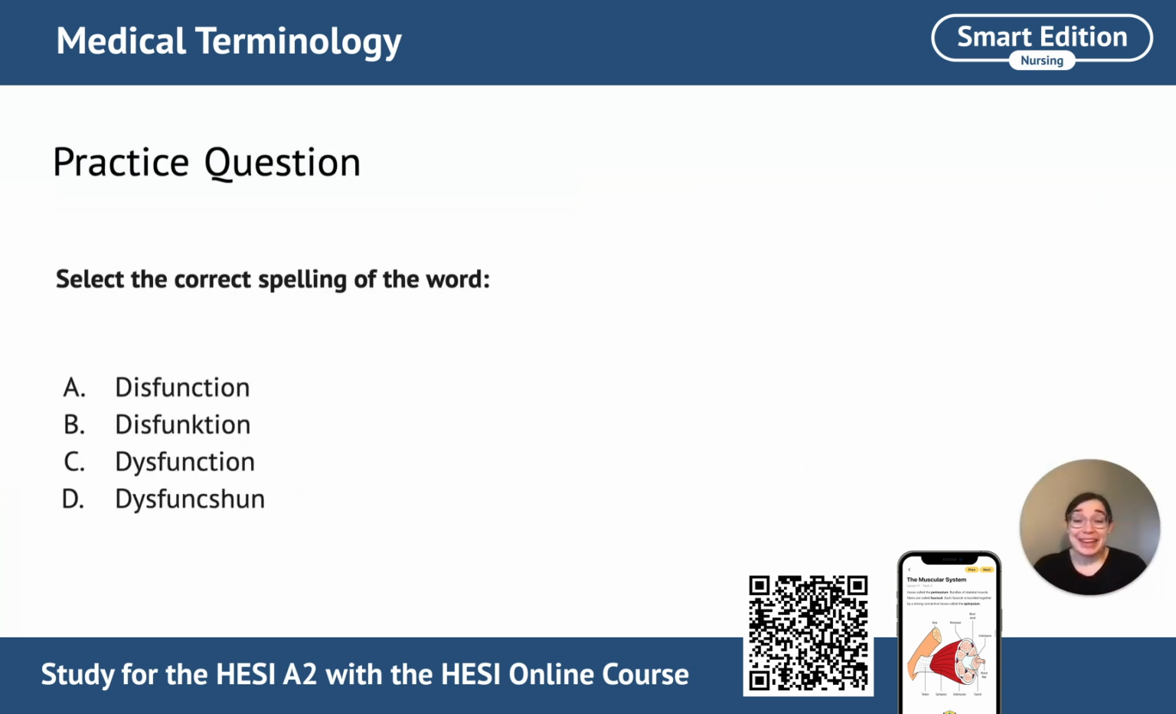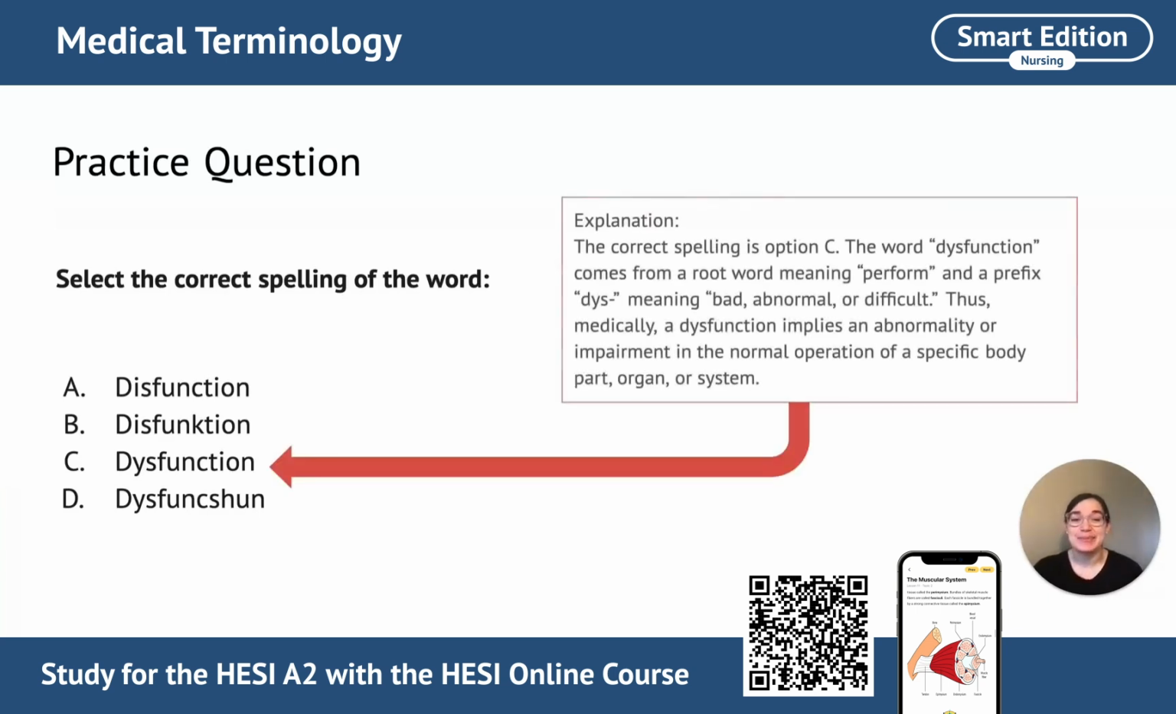Select the correct spelling of this word: A, dysfunction, B, dysfunction, C, dysfunction, or D, dysfunction. And again, the correct answer is option C. That's the correct spelling of the word dysfunction.